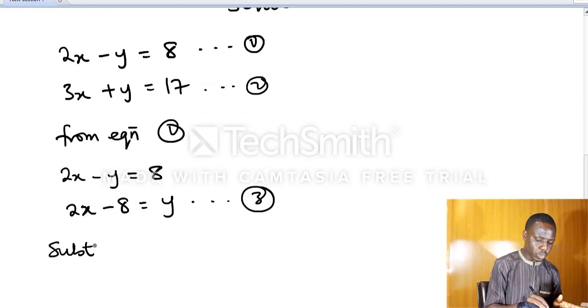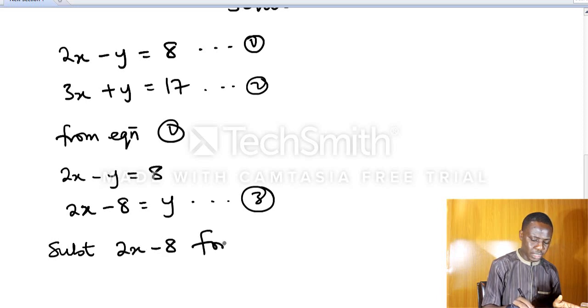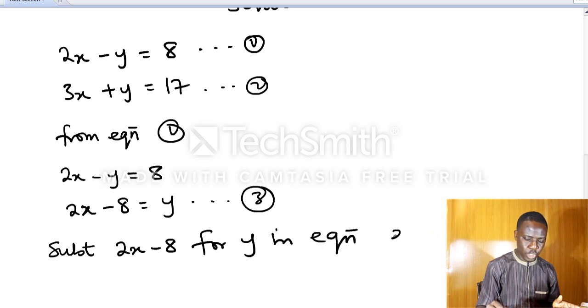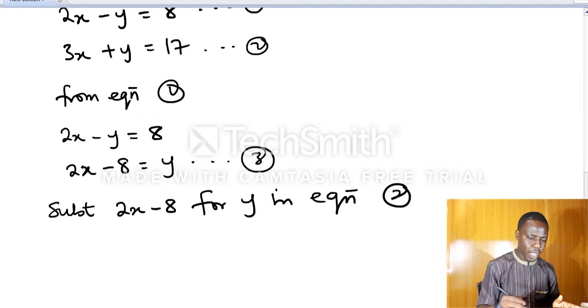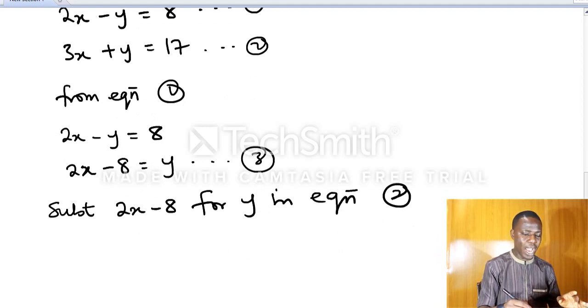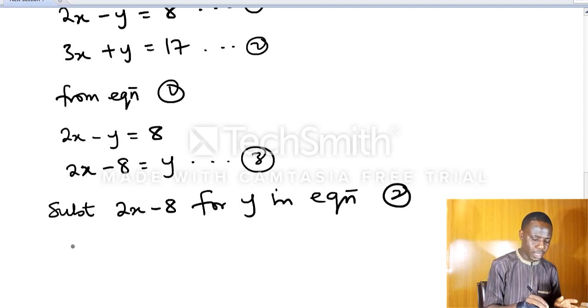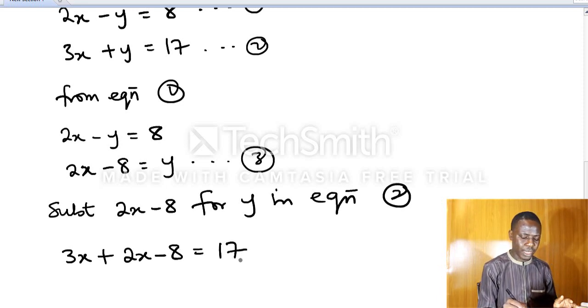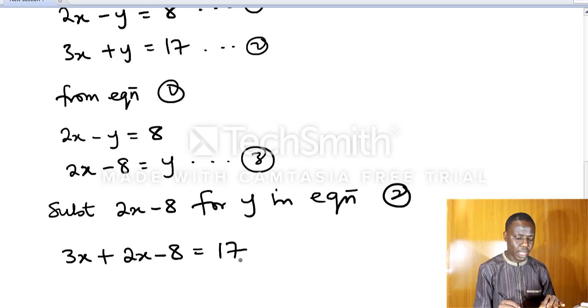I will now substitute 2x minus 8 for y in equation 2. That is, wherever I see y in equation 2, I'm to write 2x minus 8. That is, this becomes 3x plus 2x minus 8 is equal to 17. This has now given me a linear equation in one variable.